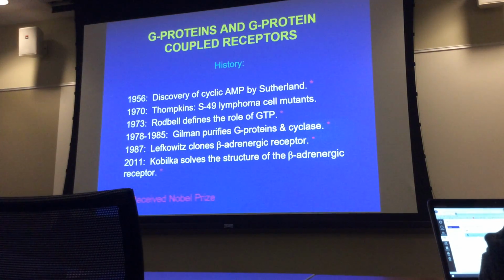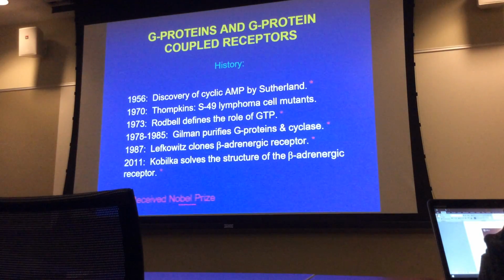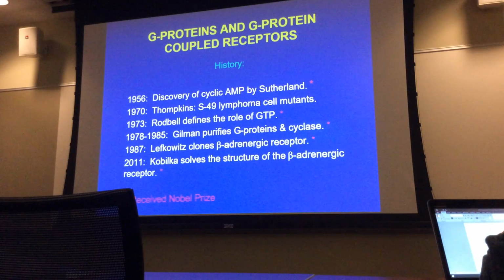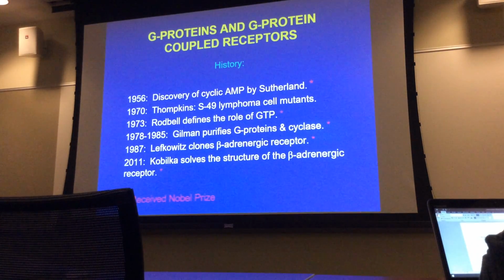Here's a little history, very, very interesting history with some very colorful personalities that discovered G-proteins and G-protein coupled receptors. A lot of important people, many of whom won Nobel Prizes. This field really began by Earl Sutherland back in the 1950s. And he did more than just discover these kinds of receptors. He really created the concept of signal transduction.